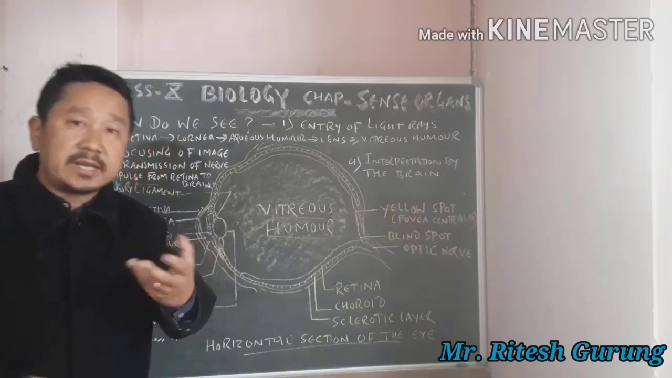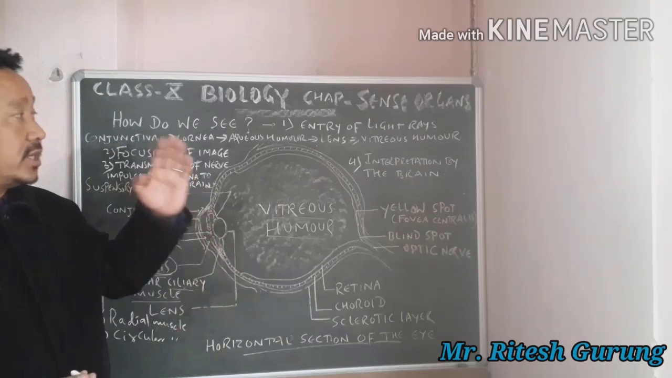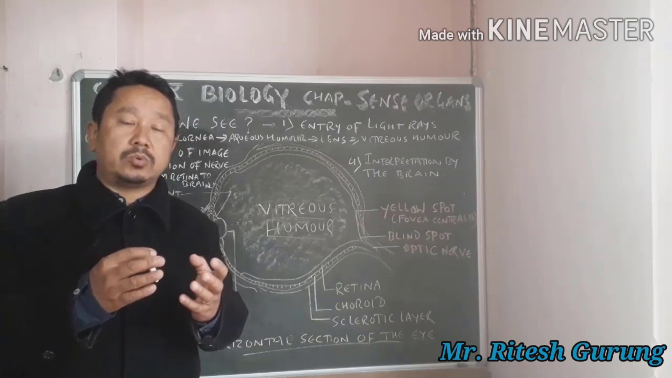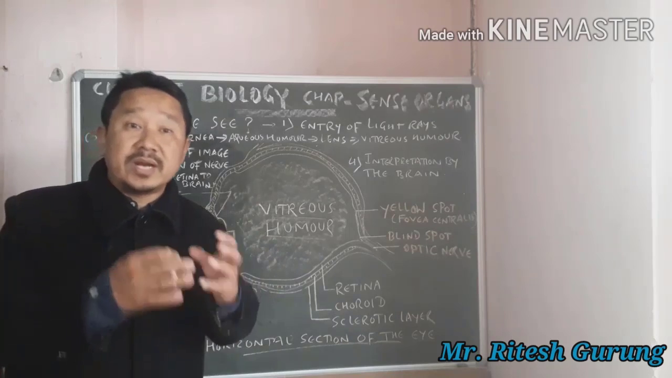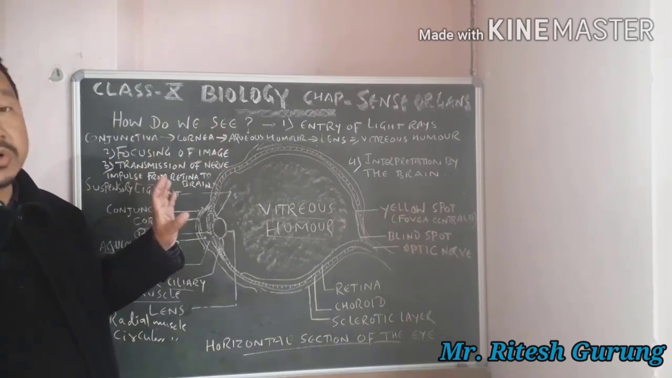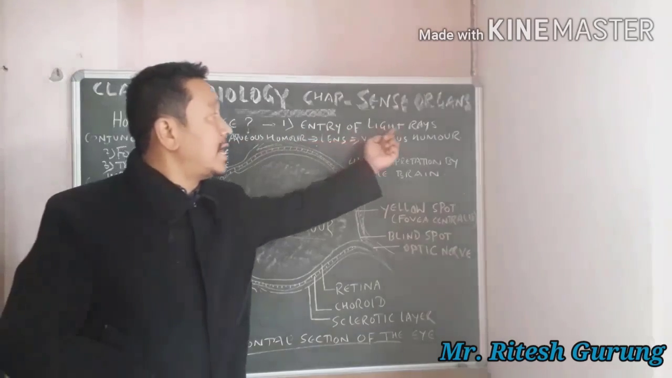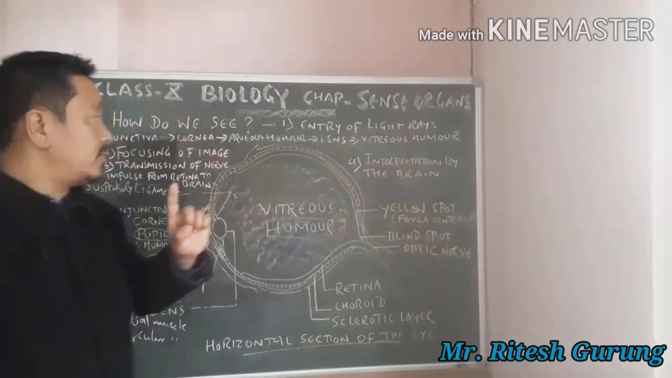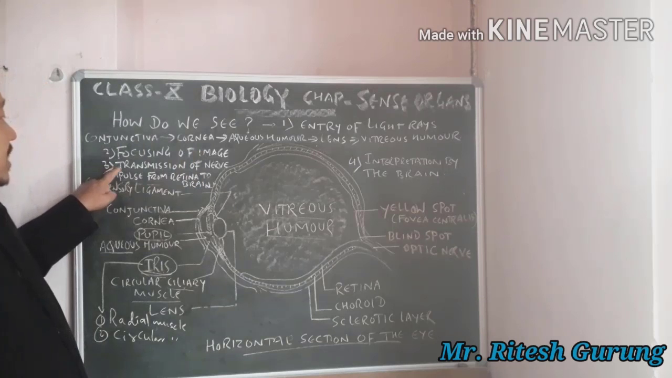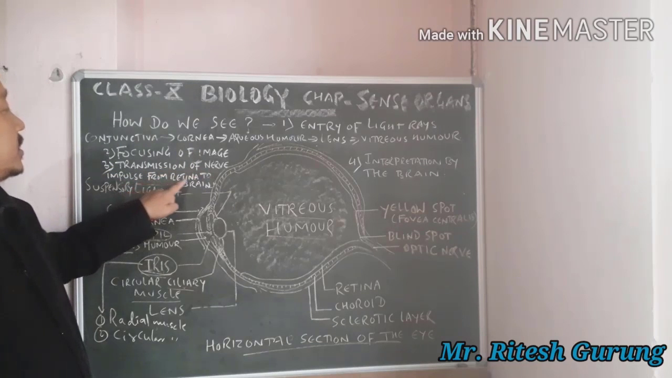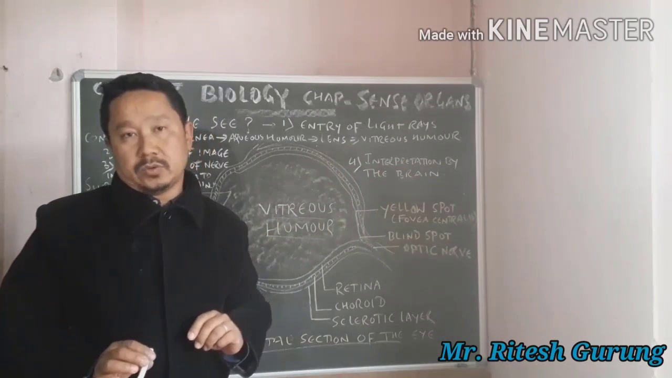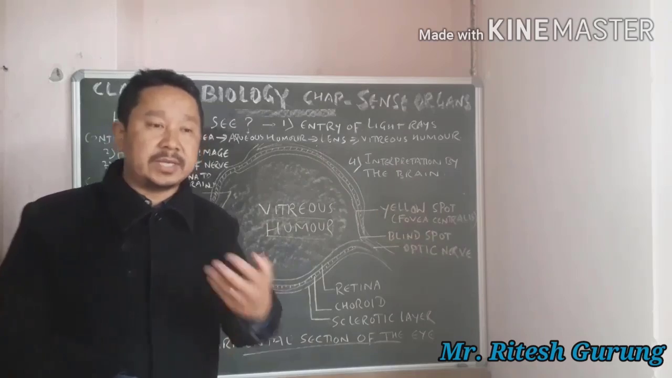To see an object, there are 4 points to go through so that the image is formed, so that we understand how the image is formed. So what are those 4 points? Number one, entry of light rays. Number two, focusing of image. Number three, transmission of nerve impulse from retina to brain. And number four is interpretation by the brain. Let me tell you in detail now.